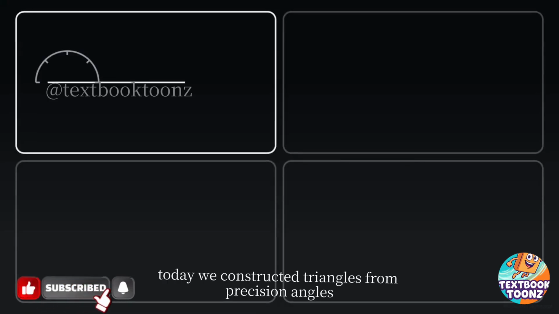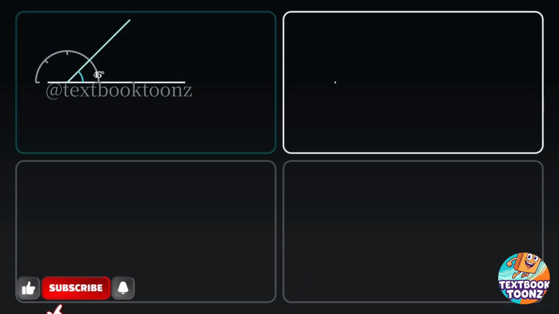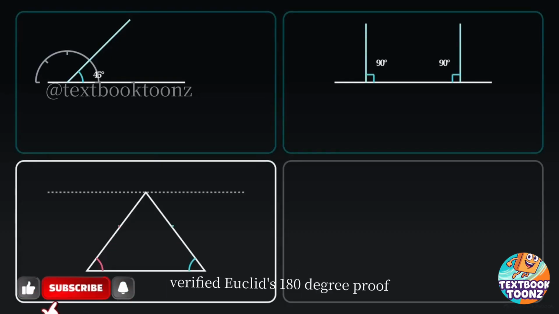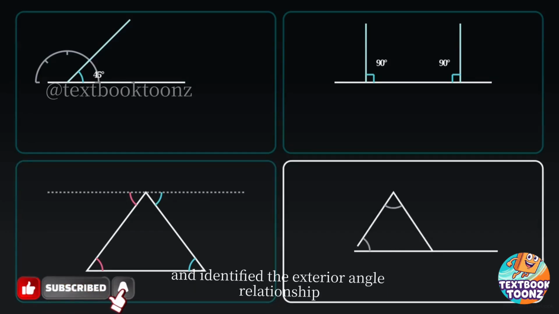Today, we constructed triangles from precision angles, defined the parallel limits of geometry, verified Euclid's 180-degree proof, and identified the exterior angle relationship.